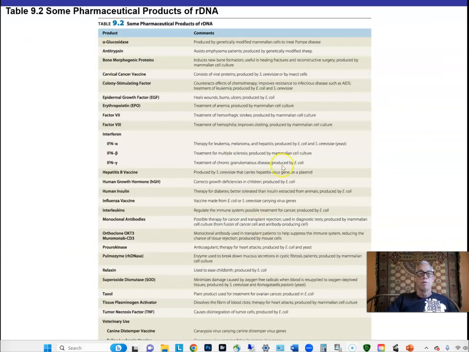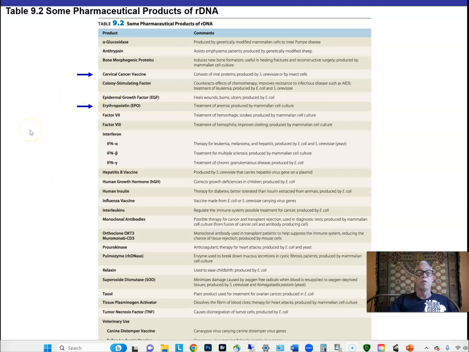Here's a list of some prominent examples of where biotechnology has been used to produce pharmaceutical products, medicines essentially. I just picked out a couple that you might have heard of, but you can read this list. Maybe some of them you know about or find very interesting. Cervical cancer vaccine, human papillomavirus vaccine. You've probably heard of the HPV vaccine.